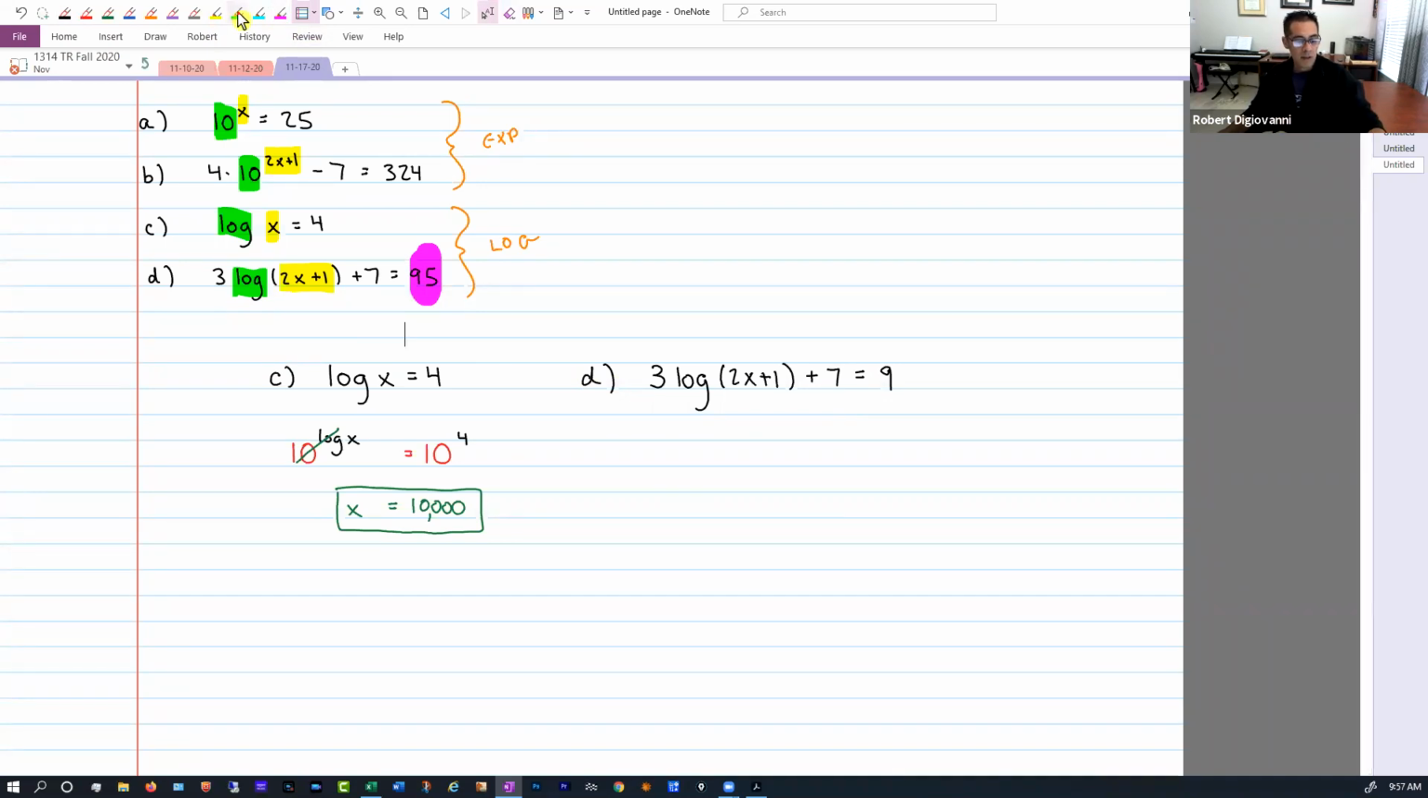All right, so we look at this and realize we have a log equation, the x is inside the log. We need to get this in green by itself. First, we subtract 7 on both sides. That gives us 2. Next step, get rid of the 3. To get rid of the 3, we divide both sides by 3.